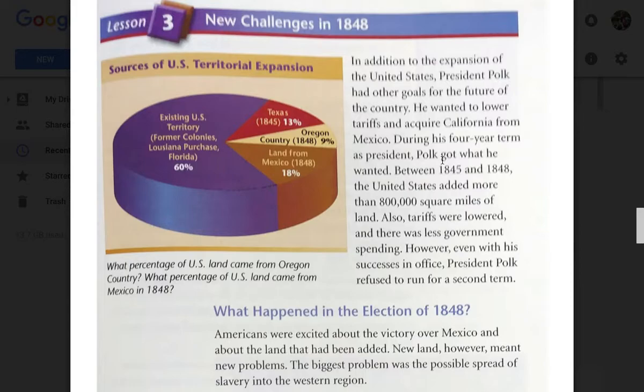Here we go. In addition to the expansion of the United States, President Polk had other goals for the future of the country. He wanted to lower tariffs and acquire California from Mexico. During his 4-year term as president, Polk got what he wanted. Between 1845 and 1848, the United States added more than 800,000 square miles of land. Also, tariffs were lowered. Remember, tariffs are taxes on imports. And there was less government spending. However, even with his successes in office, President Polk refused to run for a second term.